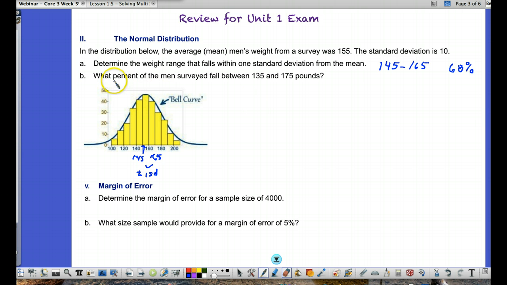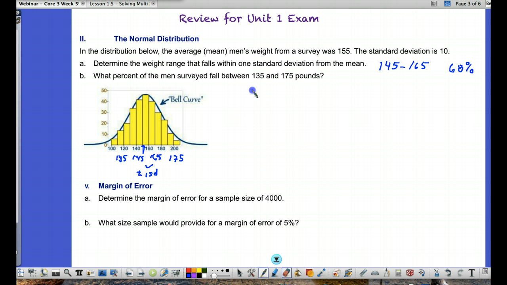Then it says, what percent of the men surveyed fall between 135 and 175? Again, let's figure out where that is. Well, 135 is down here. That's 2 standard deviations. 175 is up here. That's also 2 standard deviations. So what you need to know, and what I would bring into the mid-unit test, are those percentages if you don't have them memorized.